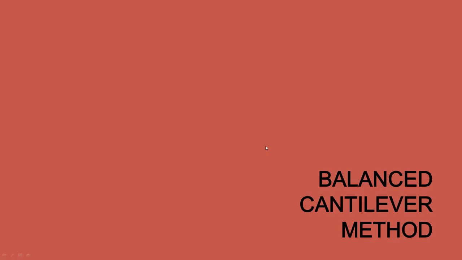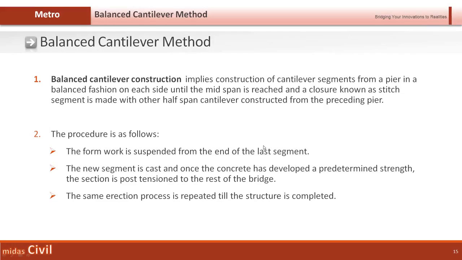So what is a balanced cantilever method? Balanced cantilever method is also known as the free cantilever method, which, as you can see in the slide itself, implies the construction of cantilever segments from a pier in a balanced fashion. So if this is our pier, and these are the subsequent segments, we construct the segments equally on both sides. So in a way, the segments on the right hand side counterbalance the moment on the left side.